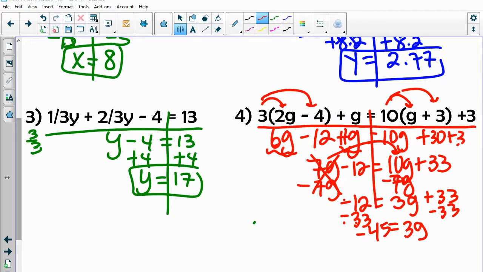What did we do last almost every single time? Divide. Who's got it? G equals. Jackson, what about negative 15? Yeah. Negative 45 divided by 3.